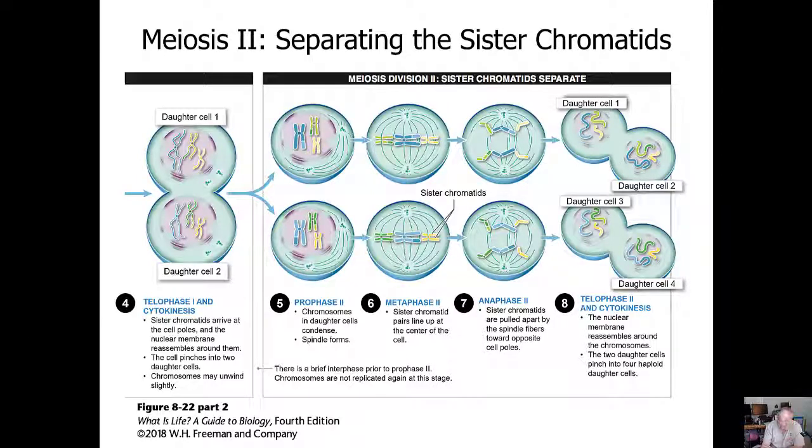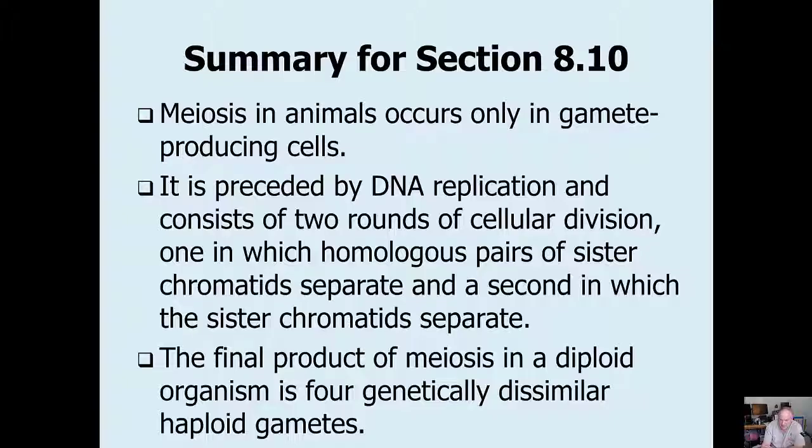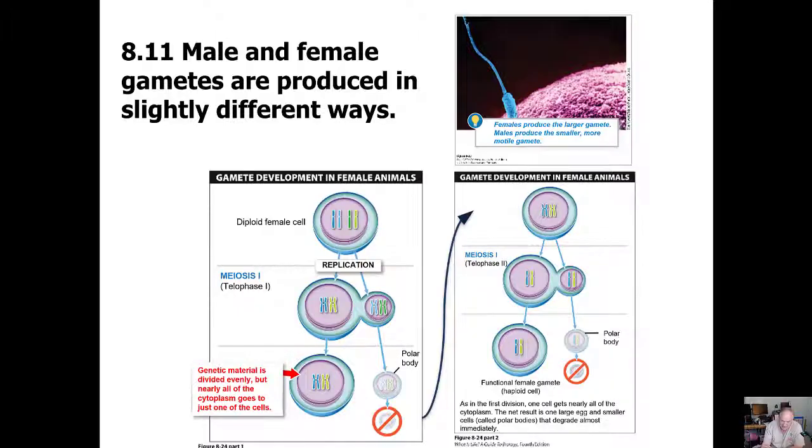Pretty straightforward. And you can look through that slide and make sense of that. Meiosis in animals occurs in gamete-producing cells. It's preceded by DNA replication and 2 rounds of cellular division. The final product of meiosis in a diploid organism is 4 genetically dissimilar haploid gametes. And I hope that makes sense. If you can wrap your brain around that one sentence, that really puts it all together. And you can see that.